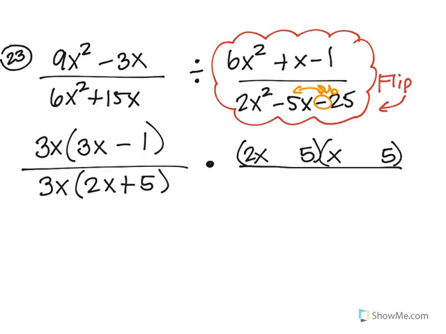So to get a negative 5x, who has to be negative? The 10, which will be the 2 times this 5. It will have to be my negative. This one is going to be positive. Does that make sense?